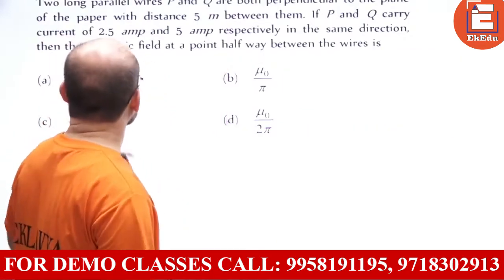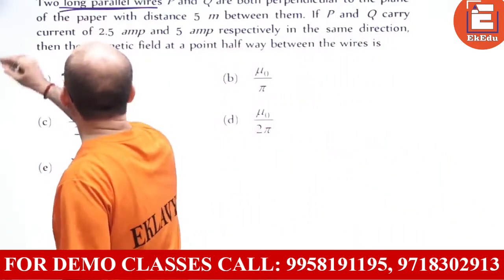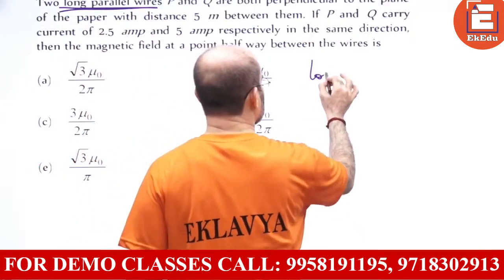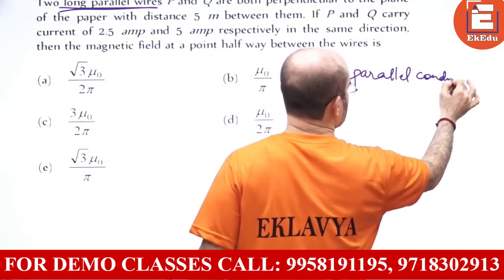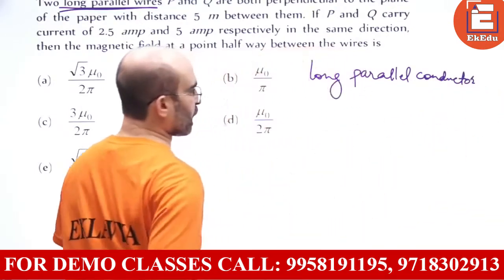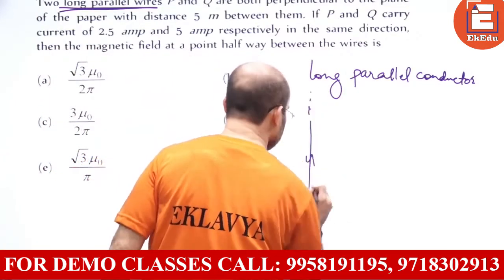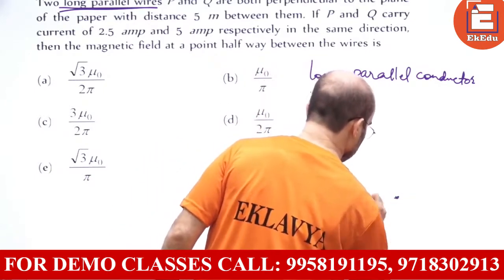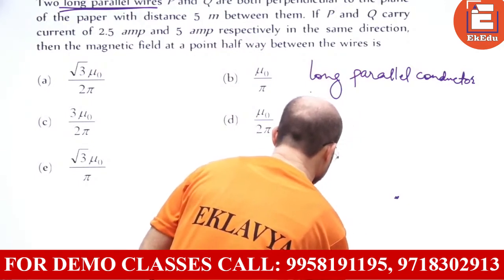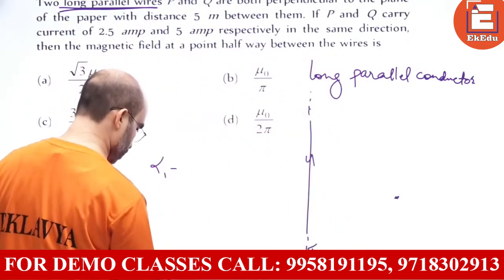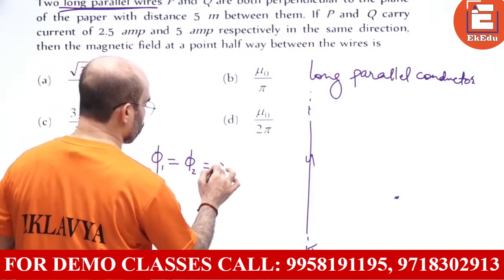Now let us read this question. We'll be doing this, okay? Two long parallel current carrying conductors are there. When you are saying long, what is the magnetic field due to this current at this point? Let's call this A. So in this scenario, we had taken phi 1 equals phi 2 equals 90 degrees.